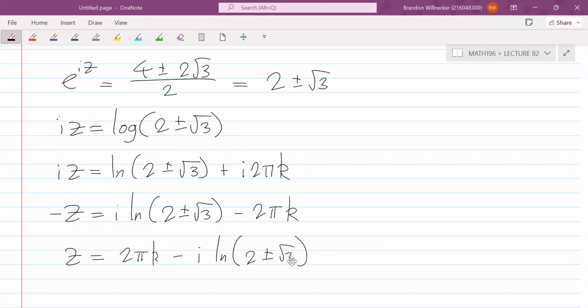Okay, so you can pick the plus term, and then you have infinitely many solutions with each value of k, and you can choose the one with the minus, and then again you have infinitely many solutions with your pick of k. Okay, so that's why it says find the value or values. So in this case, there are many values.